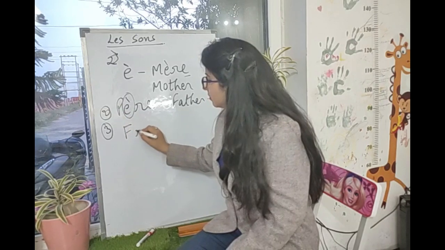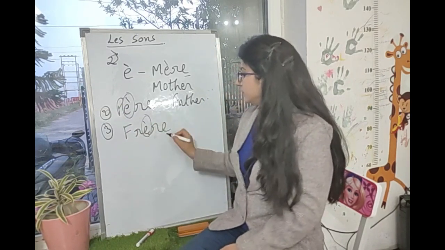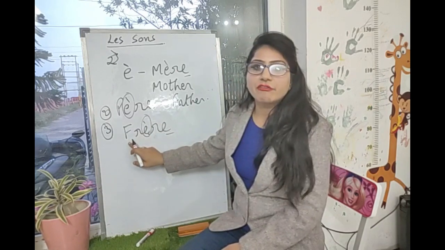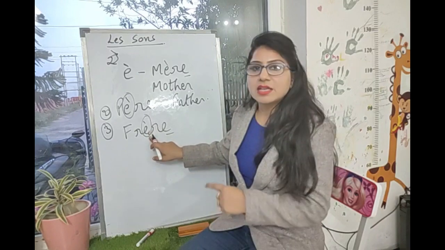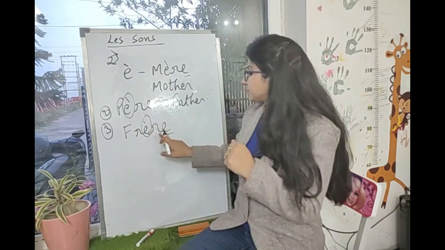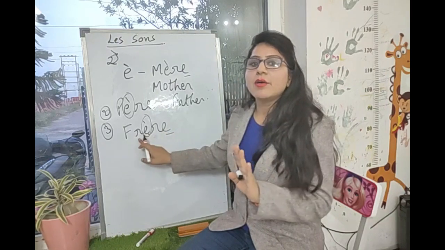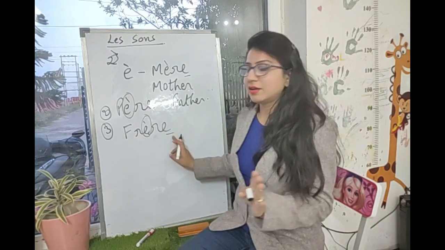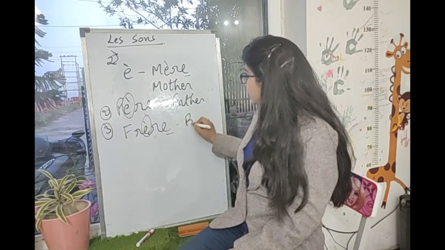That is, this is a sound here. This is silent letter. F is f. R is again h little bit. And this accent grave is a. This is h again. And this is silent. Frère. Frère is brother.